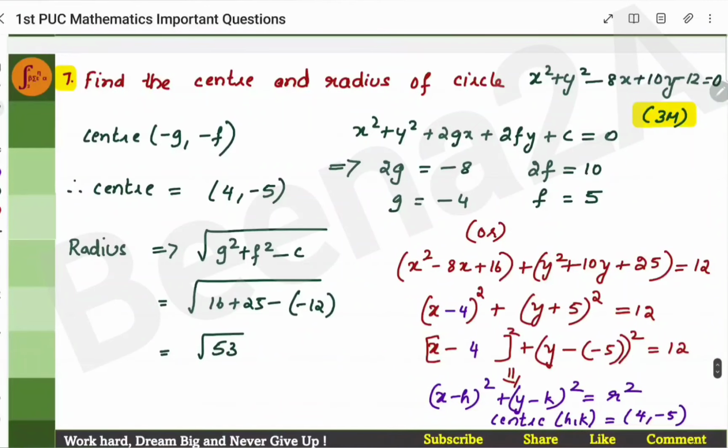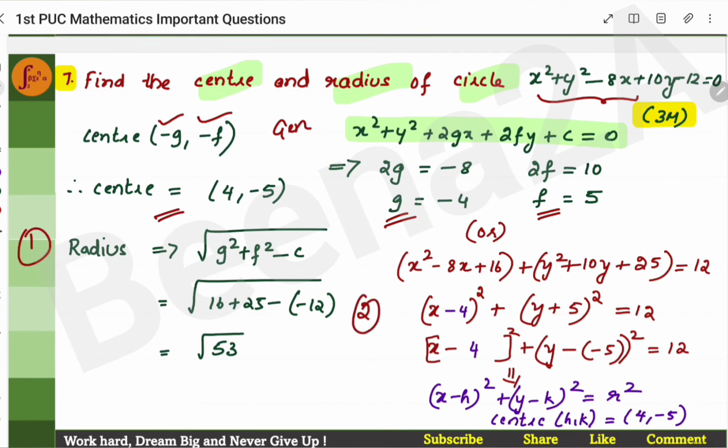Now this is an example to find the center and radius of a circle. Right, now there are 2 methods. One method is the general equation of circle, and they've already given the equation. From this you will get the g value and f value. The center is given as minus g comma minus f. So you get g and f, and you can get the center. For the radius, you will use this formula. Now this is one method.